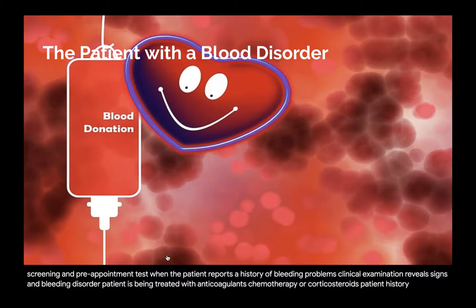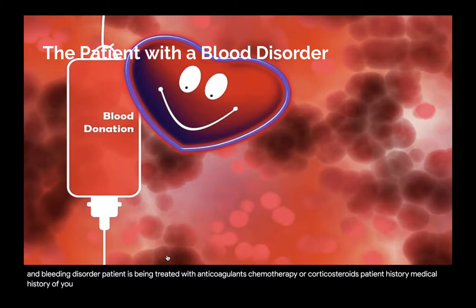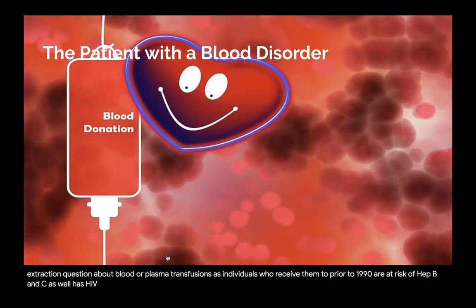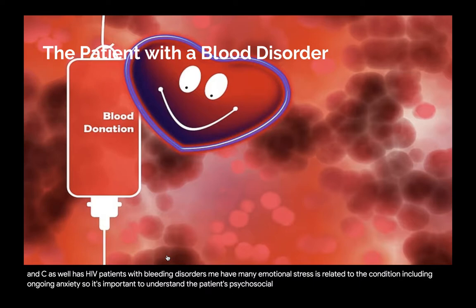Patient history, medical history review. Question patients specifically regarding bleeding after previous clinical and surgical procedures, such as tooth extraction. Question about blood or plasma transfusions, as individuals who received them prior to 1990 are at risk of Hep B and C, as well as HIV. Patients with bleeding disorders may have many emotional stresses related to the condition, including ongoing anxiety. So it's important to understand the patient's psychosocial situation.